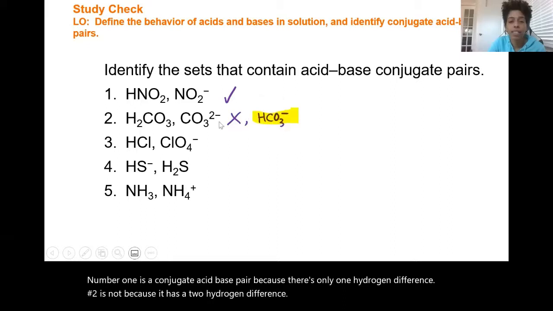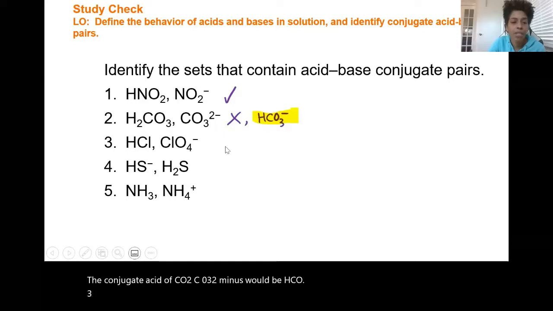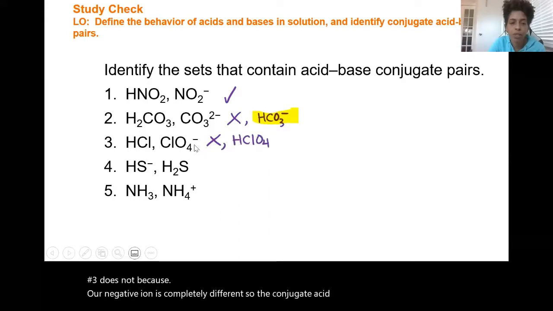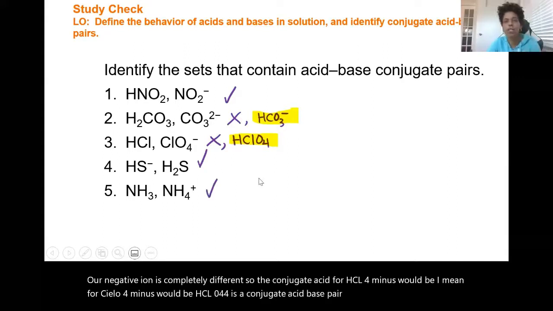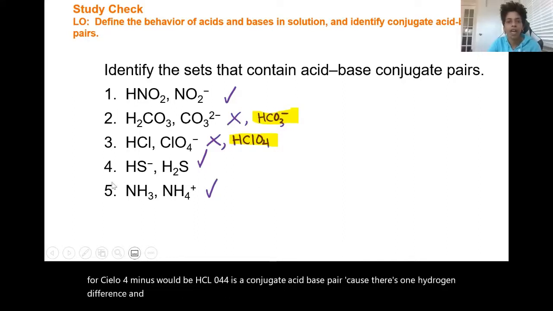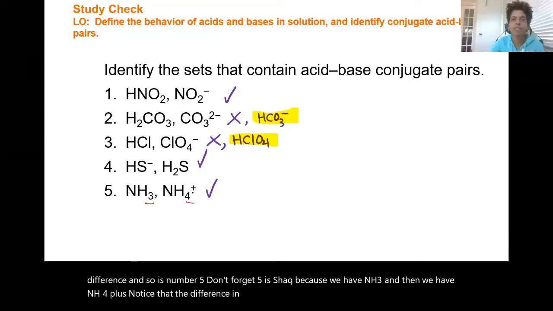The conjugate acid of CO3 2 minus will be HCO3 minus. Number 3 does not, because our negative ion is completely different. So the conjugate acid for ClO4 minus would be HClO4. Number 4 is a conjugate acid-base pair because there's 1 hydrogen difference, and so is number 5. Don't forget number 5, because we have NH3 and then we have NH4 plus. Notice that the difference is just 1 hydrogen.